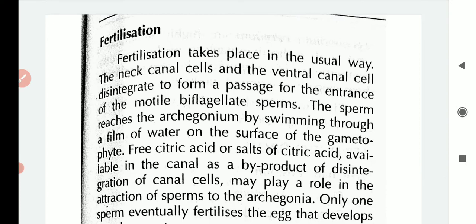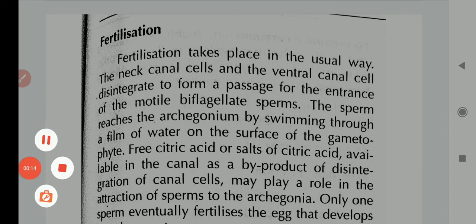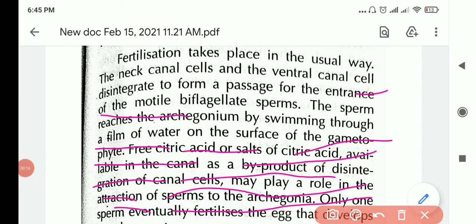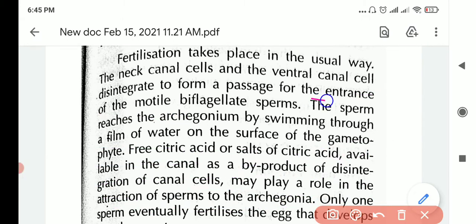Now, fertilization occurs when the neck canal cells and the ventral canal cells disintegrate. They will form a passage or a canal for the entrance of the motile biflagellate sperms or antherozoids. So these sperms will reach the archegonium by swimming through a film of water on the surface of the gametophyte. Then, another question: how does this antherozoid know where this archegonium is?